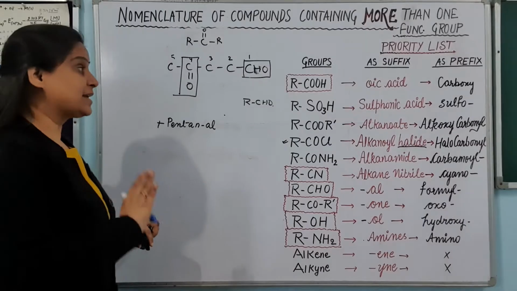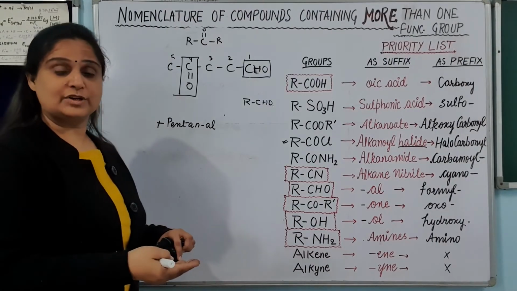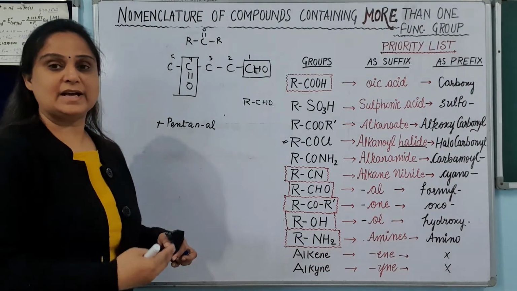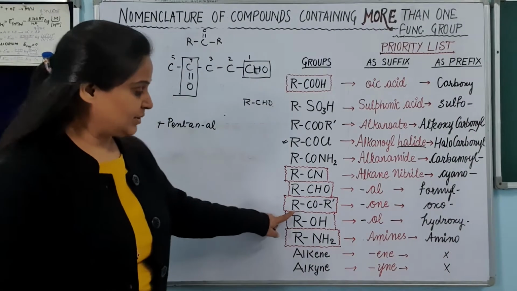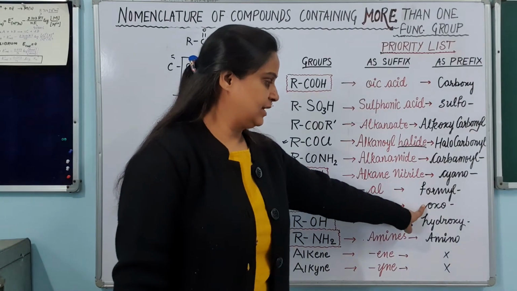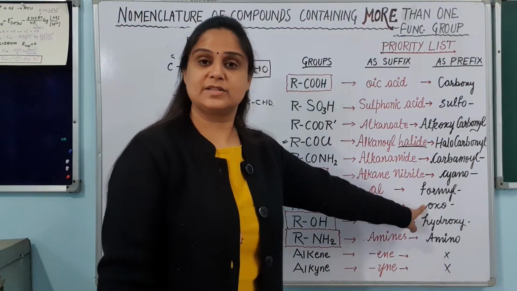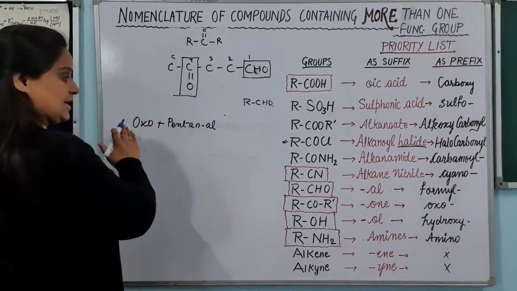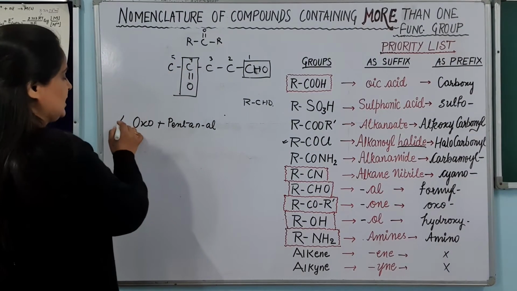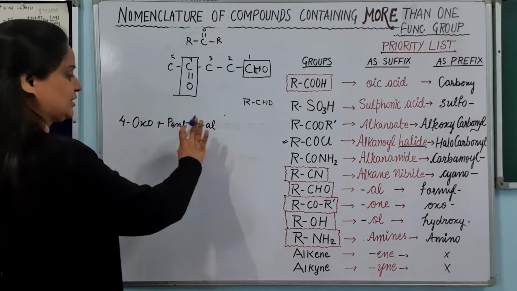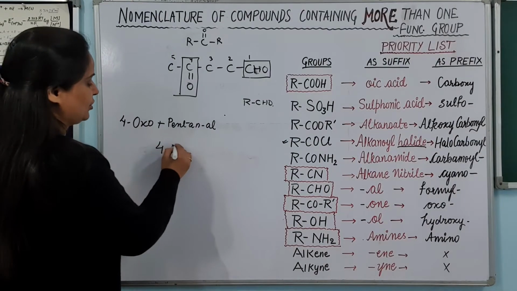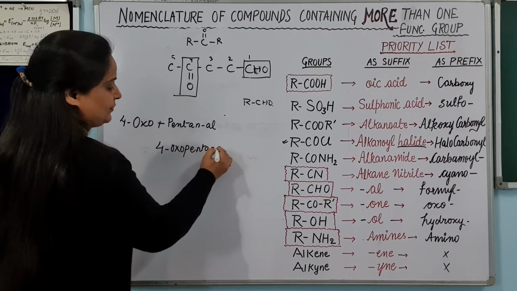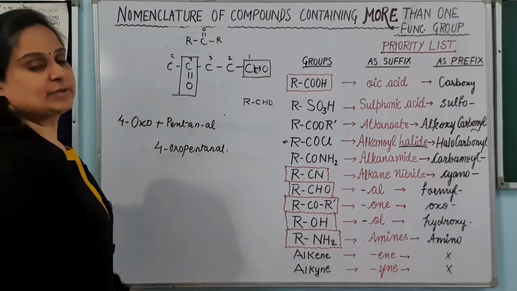It is now a substituent. So what are we going to use for this? It will be used in the compound as a prefix. Let's see what prefix is given for O. Is it oxo? Oxo. So I am using oxo as a prefix, and it is located at the 4th position. So the name of this compound becomes 4-oxopentanal.